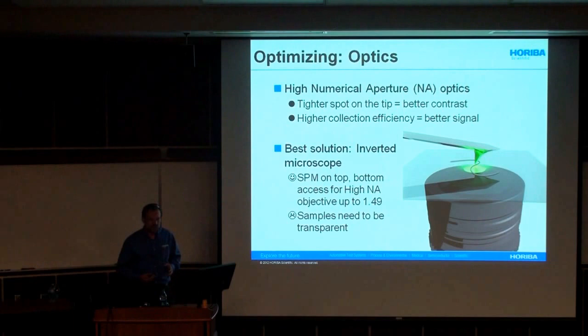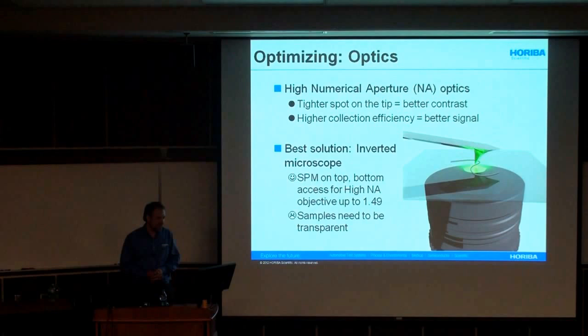You have to use oil immersion to get to these kind of numerical apertures, but it is possible, and that gives you a very high collection efficiency. One of the issues, of course, is that the samples need to be transparent because you need to be able to shine the light through the sample to get to the tip, and of course the sample on top of the substrate.